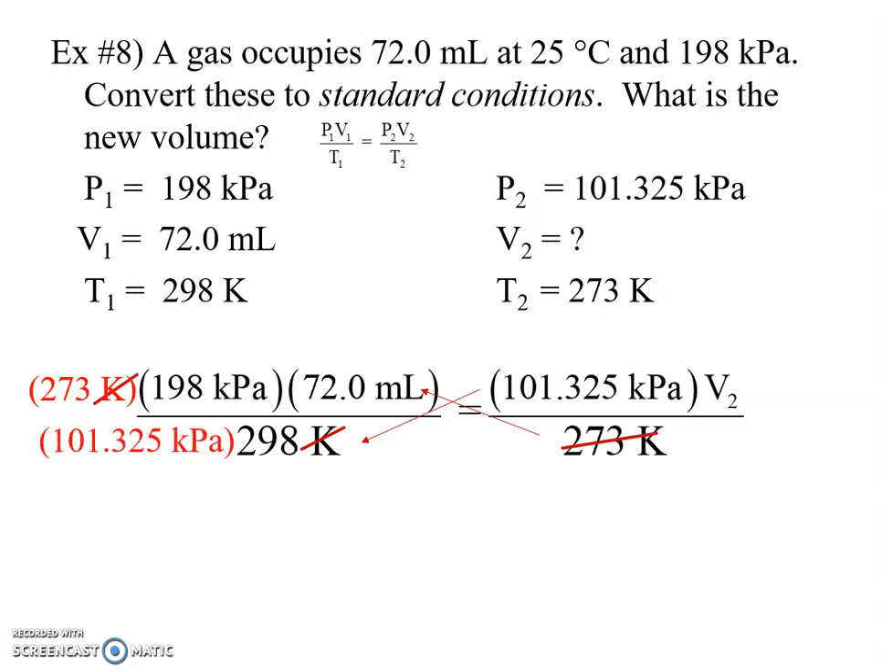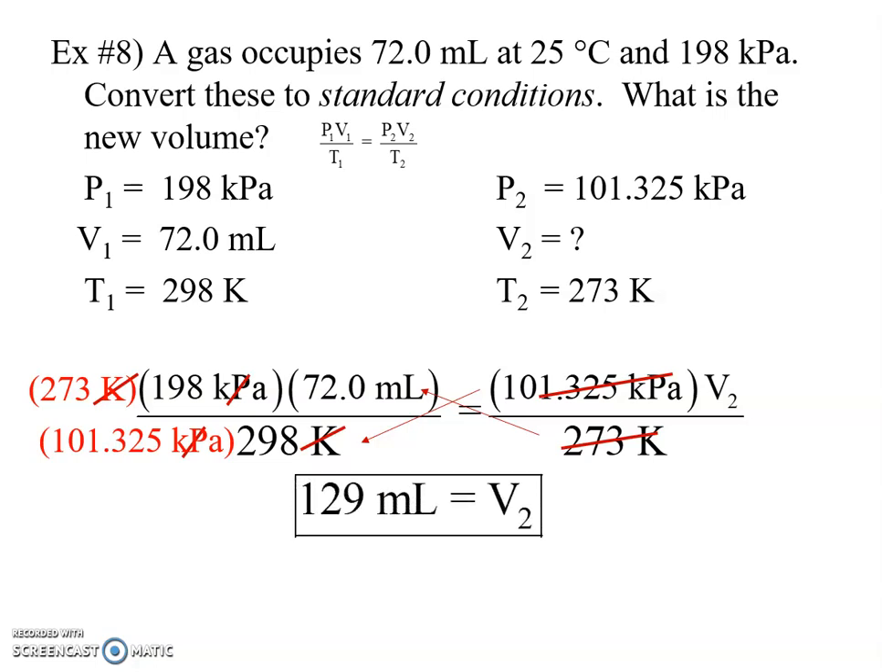And again, there's my 101.325. And again, notice that my kPa units there will cancel out. So now basically I'm going to take the 273 times 198 times 72 and divide that by the product of 101.325 times 298, and I get a final answer of 129 milliliters. So again, it's very similar to just Charles' and Boyle's. You pull out the original conditions, fill them in, and do the math.